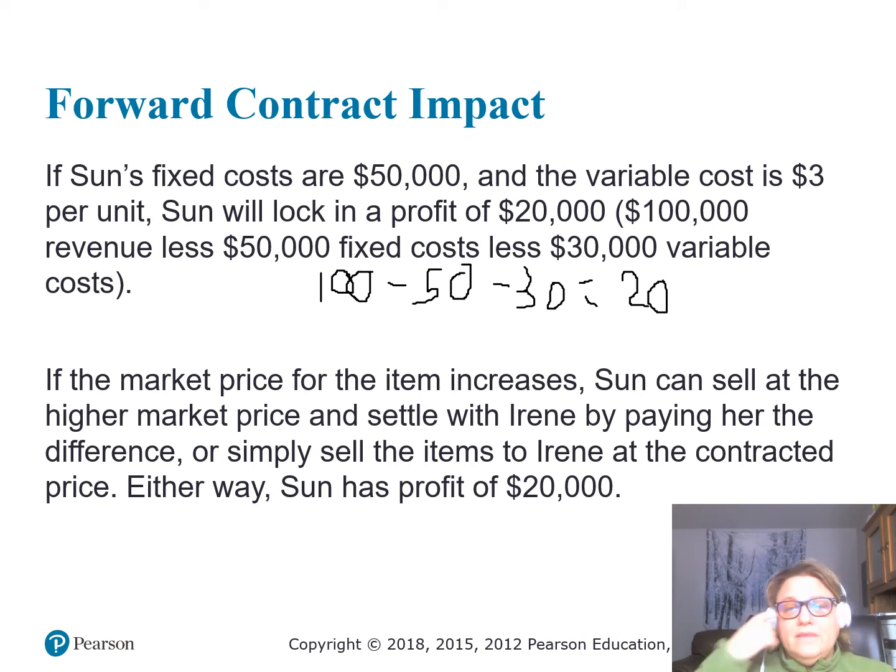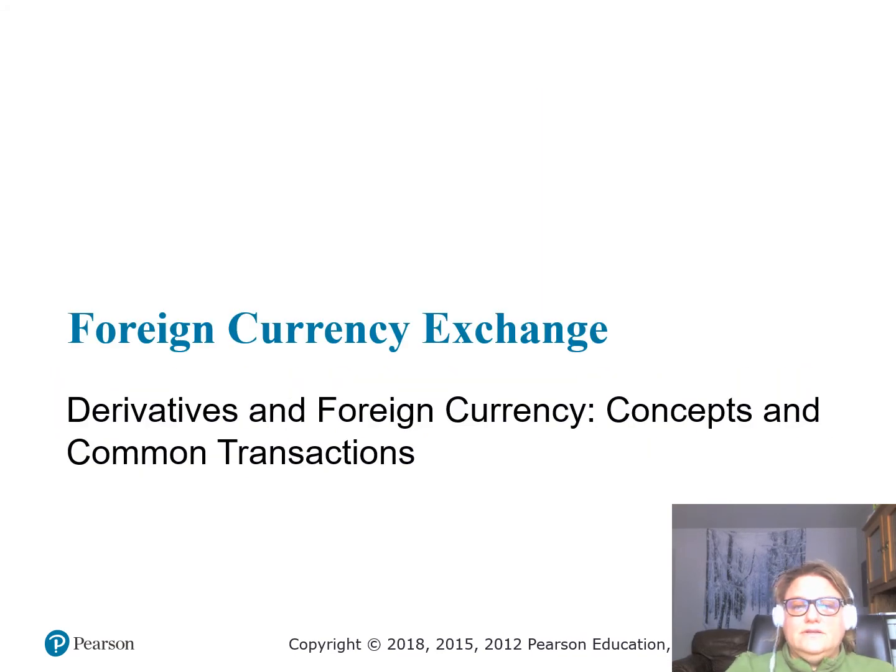Okay, so if the market price increases, Sun can still sell and settle with Irene by paying her the difference, or simply sell it at the contracted price. Either way, Sun is good to go. So they could still sell it with the impact of a forward contract. They would just have to settle with Irene, or they could sell it at the contracted price. Either way, Sun has a profit of $20,000. Okay, so that's our concept of forward.